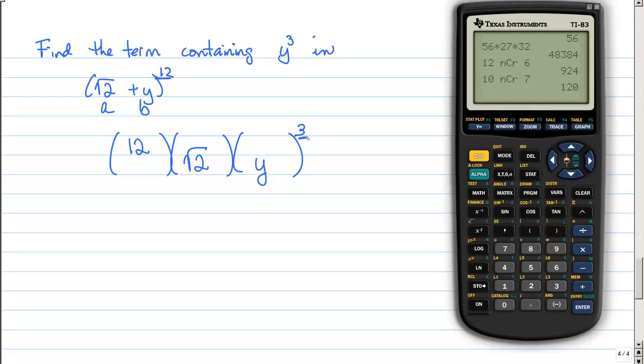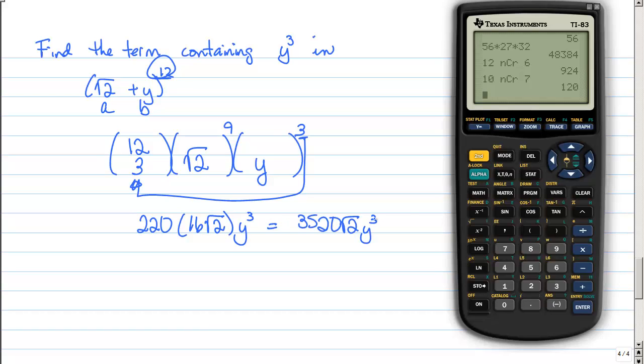And if 3 goes there, remember, that same number goes there. And then if I need to add up to 12, well, 3 plus 9 is 12. And then I just do that calculation. All right, so I'm going to have 220, and then that square root of 2 to the 9th power is this, and then I have y cubed.